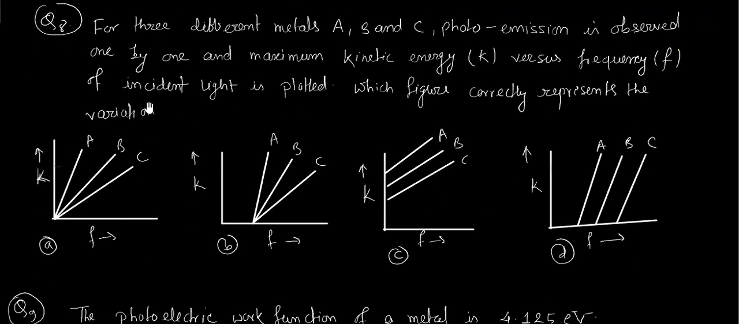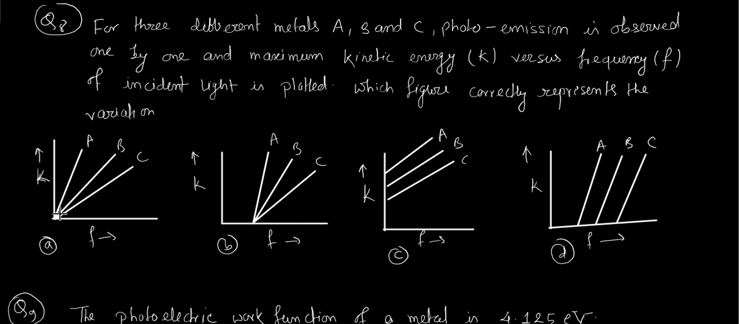Now let us move to question number 8, and in this question there are 4 graphs. First of all, we are going to read this. For 3 different metals A, B and C, photo emission is observed one by one and maximum kinetic energy K versus frequency of incident light is plotted. Which figure correctly represents the variation of frequency and kinetic energy?